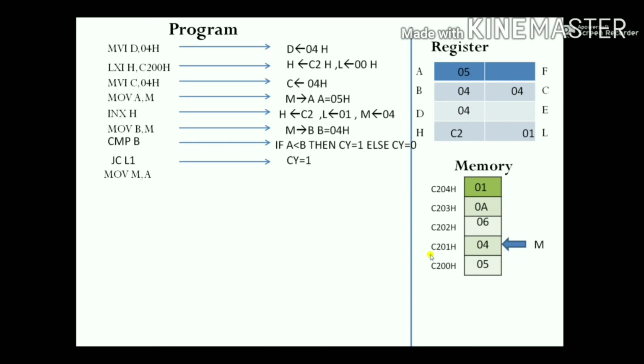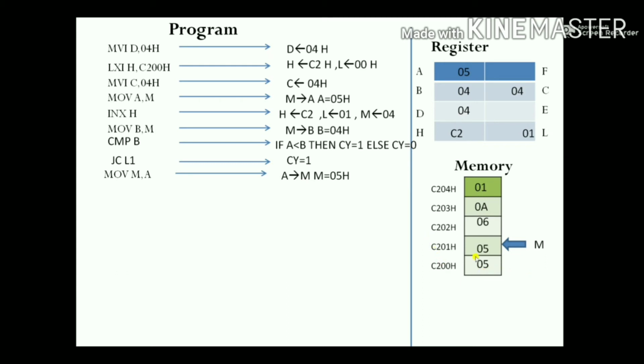Currently, memory is pointing to the memory location C201H. Here we want 05, and 05 is already there in the accumulator. So we will transfer from the accumulator to the memory so that C201 will have the content 05. So we will use the instruction MOV M, A. It means we are transferring data from the accumulator to the memory. So now the memory is equal to 05H. It means C201 will now contain 05H.